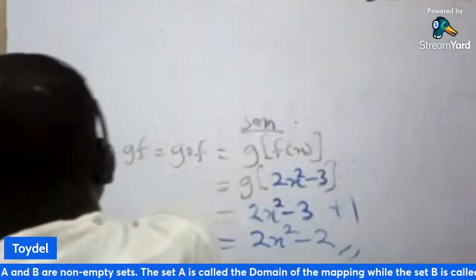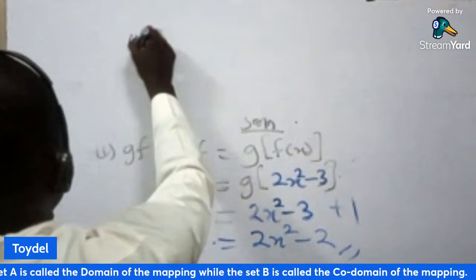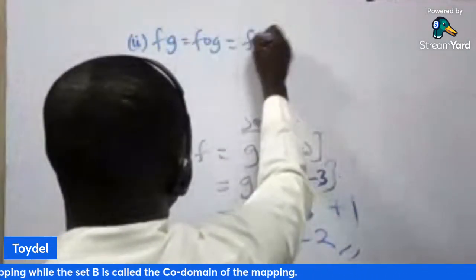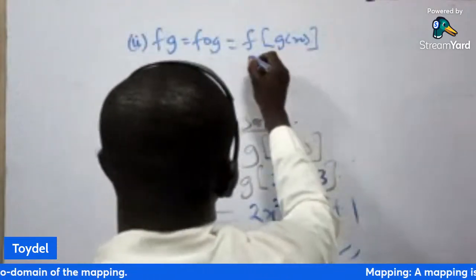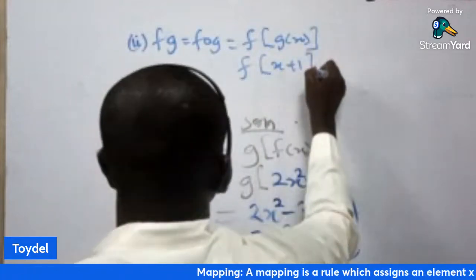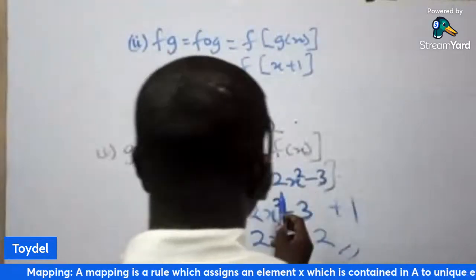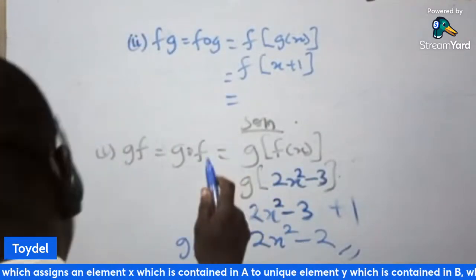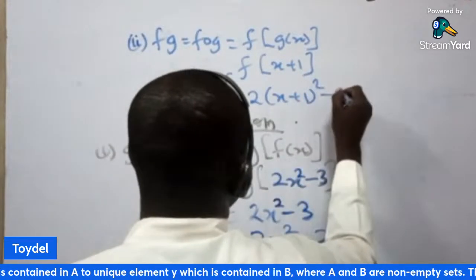Then if you want to do the second one now, the second one where we have fg, that is f of g, we are going to have f acting on g of x. In this case now we have f. What is g of x? G of x is x plus 1. Then what is f? F of x is 2x squared minus 3. So f of x plus 1 will now be 2 into brackets x plus 1 squared minus 3. That's what we are going to have.